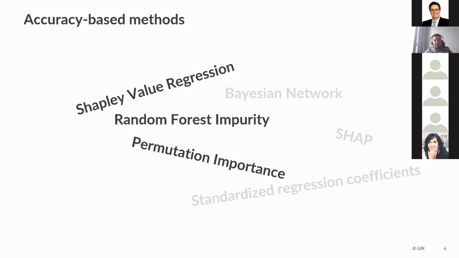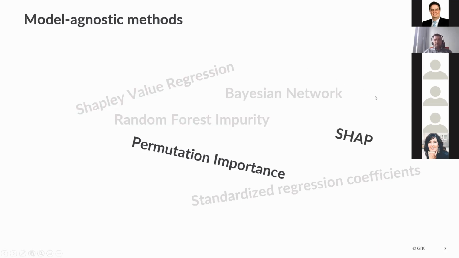Other methods are related to some accuracy metric, like Shapley Value Regression, random forest, and permutation. Our goal for these methods is to monitor the impact of changing the predictor value on the accuracy of the model, R squared and root mean square error, for example.